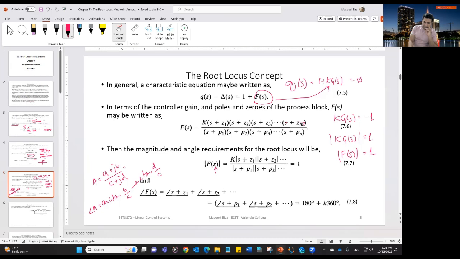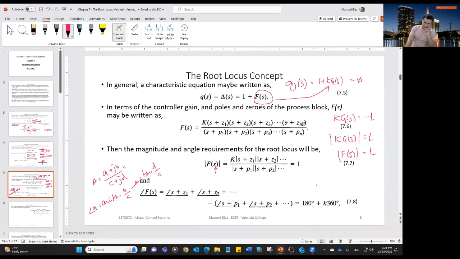So the phase of F(s) is the phase of s plus z1, phase of s plus z2, because they will be complex numbers. Remember, s is a complex number. So all the phases in the numerator are going to add together, and all the phases in the denominator are going to be subtracted. So all the phases of the numerator added together minus all the phases of the denominator should be equal to 180 degrees plus k times 360.